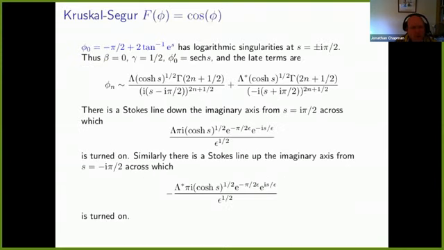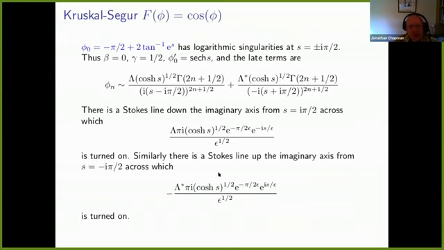All right, what are the implications for the Kruskal-Segur problem? So I had logarithmic singularities in my leading order solution. Logarithmic singularities correspond to beta is 0. So if I read that off, that tells me gamma is 2. Since the derivative of the leading order solution is just a sec, I can write down what the late terms are. And I get 2 contributions, one from the singularity at i pi over 2 and one from the singularity at minus i pi over 2.